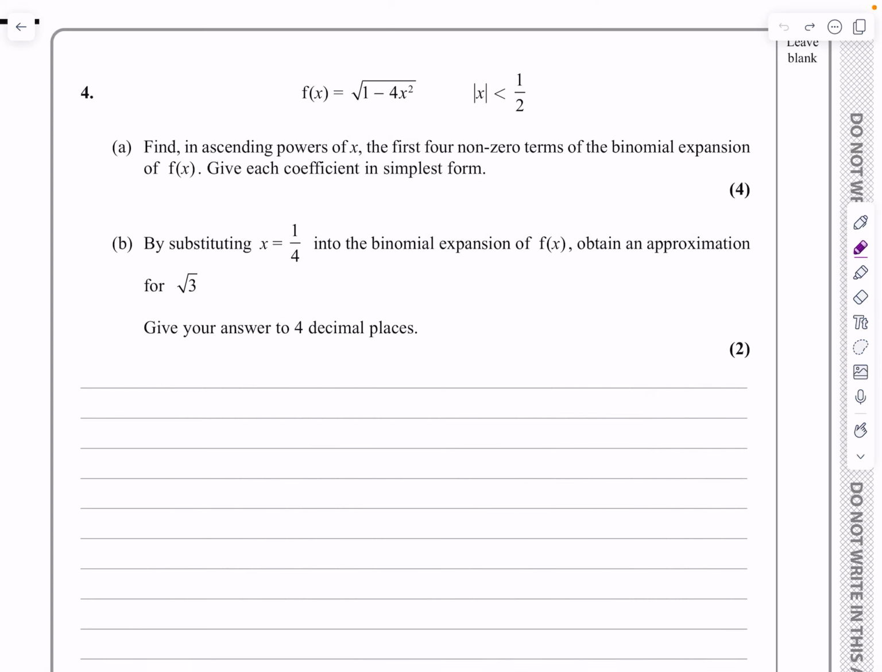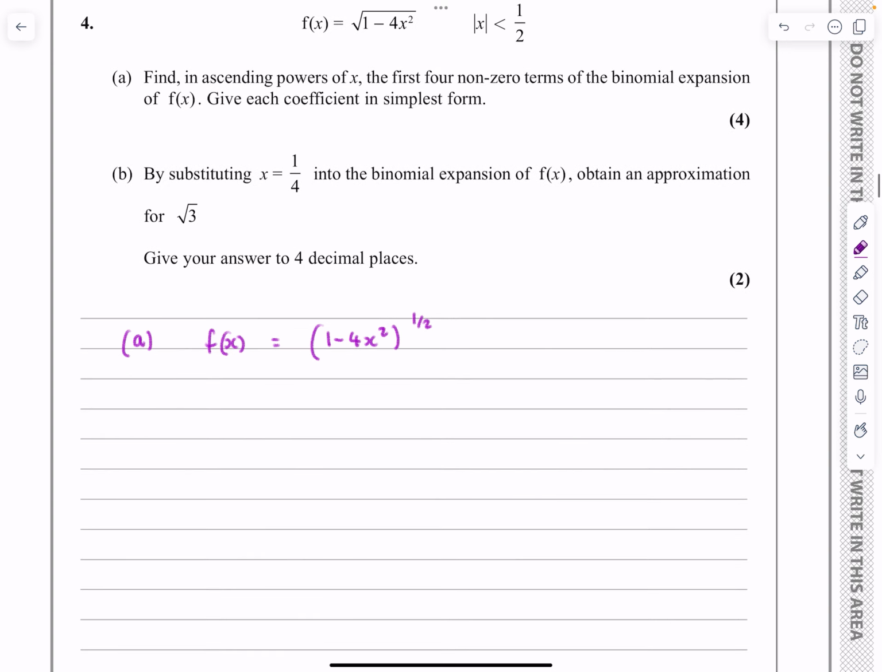Okay, this is the P4 paper from October 2021. This is question number 4, which as you can see is a binomial expansion question. We've got f(x) equal to, I'm going to write it as, (1 minus 4x squared) all to the power of a half, and part A says, can we find in ascending powers of x the first 4 non-zero terms? Okay, and give each coefficient as simply as possible.